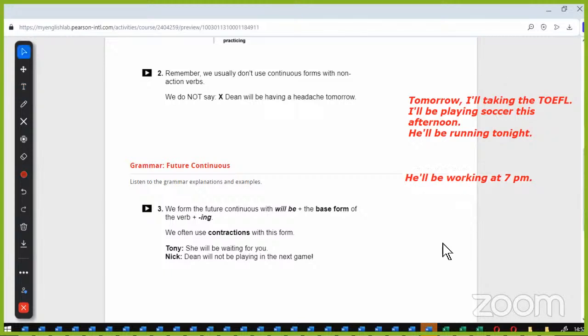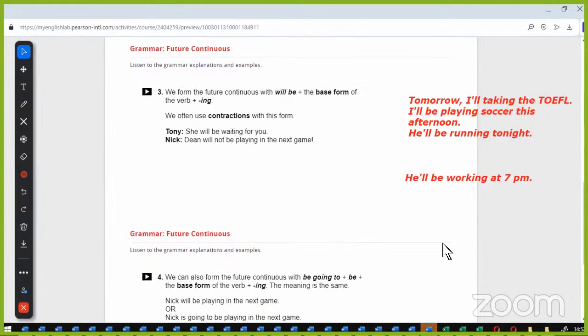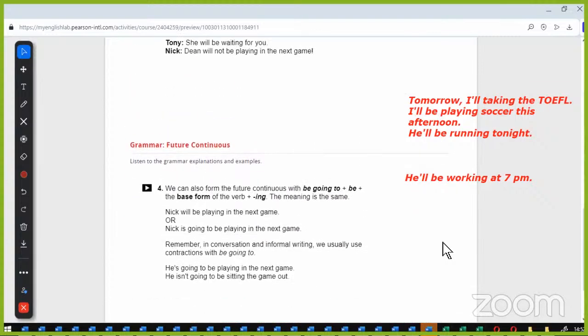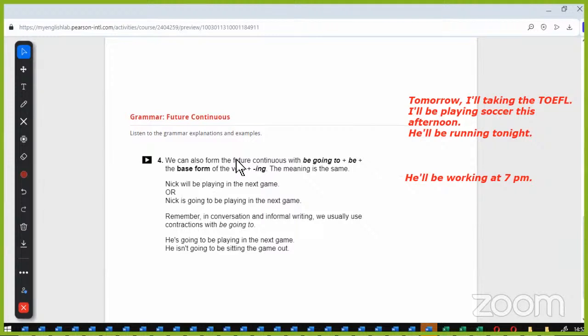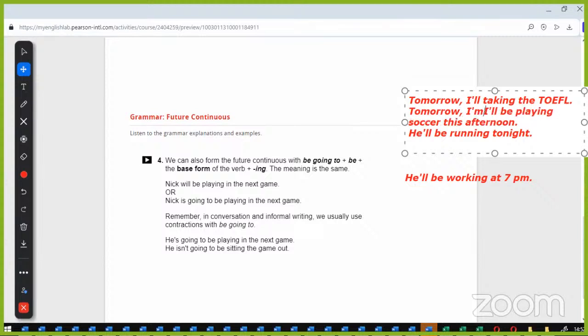Is there any question regarding 1, 2, or 3? No, it's clear. Okay. And we can also form the future continuous with be going to plus be plus the gerund. The meaning is the same. We could say here, tomorrow I'll be taking the TOEFL. Instead of that, you could say, tomorrow I'm going to take the TOEFL.